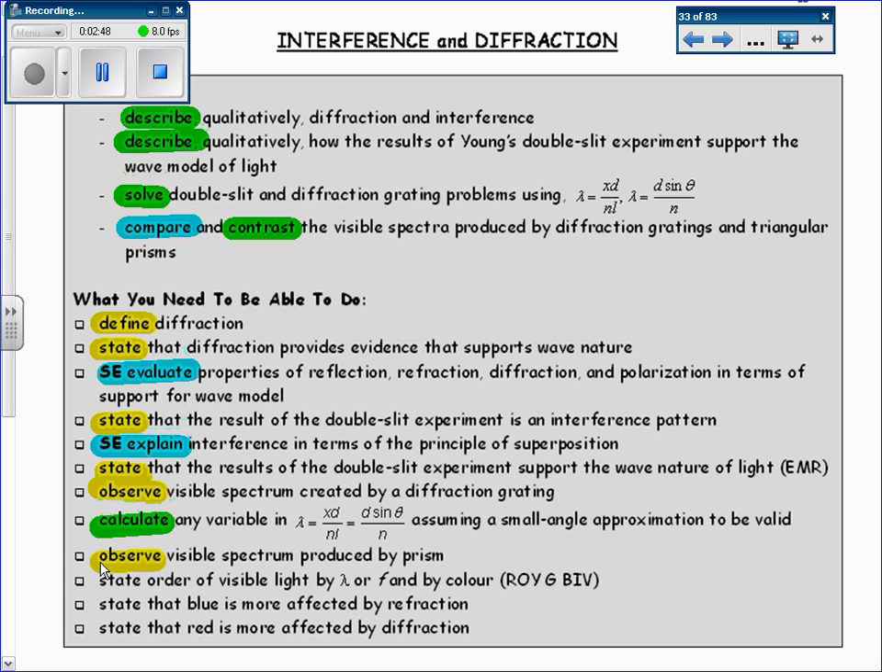State the order of visible light by wavelength or frequency and by color. So it's Roy G. Biv. State that blue is more affected by refraction, and state that red is more affected by diffraction. So those are all yellow.